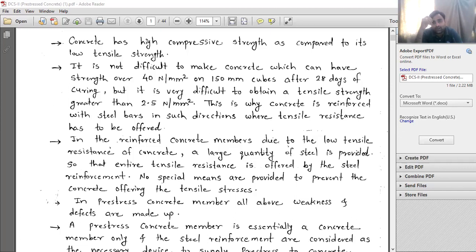The bridges which carry heavy loads and have very wide spans, there we don't use normal beams. Remember this, there we don't use normal girders of M20, M25. To sustain those heavy loads, we use these prestressed concrete members. So now moving further so that you will understand.